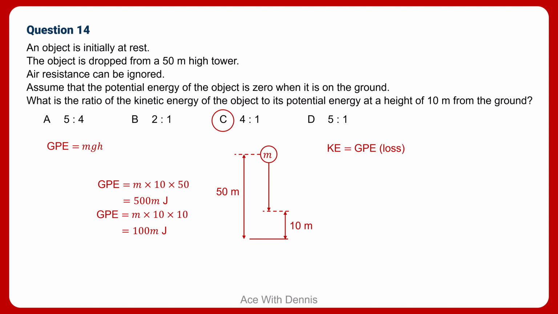To calculate the GPE loss, we'll take the GPE at 50 meters minus the GPE at 10 meters. Hence, it will be 500 m minus 100 m, which gets us 400 m joules. Now, we want to get the ratio of the kinetic energy to the potential energy, which is 400 m to 100 m. When we simplify this ratio, it becomes 4 to 1. Hence, the answer is C, 4 to 1.